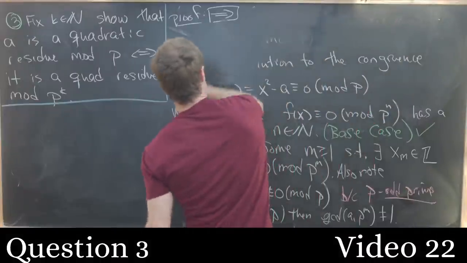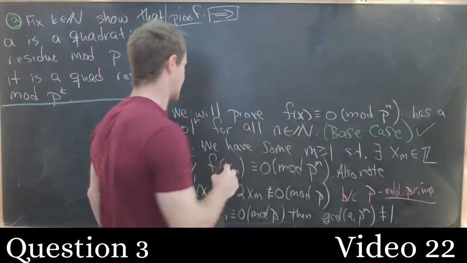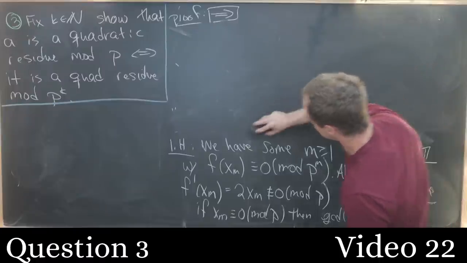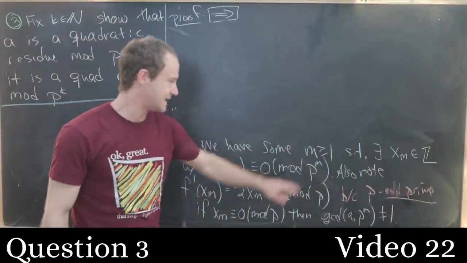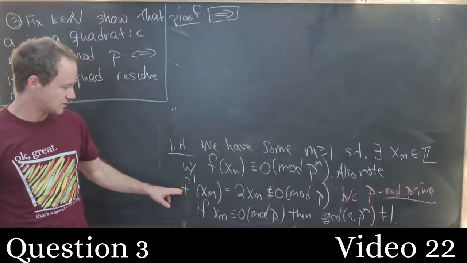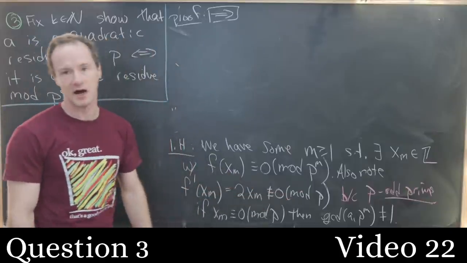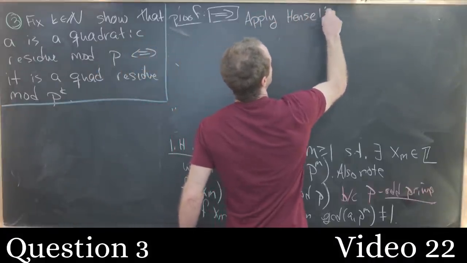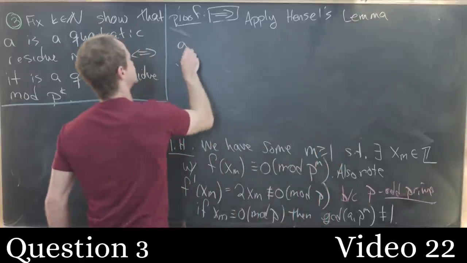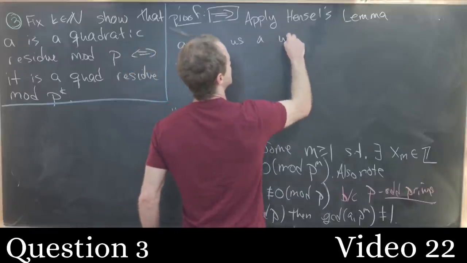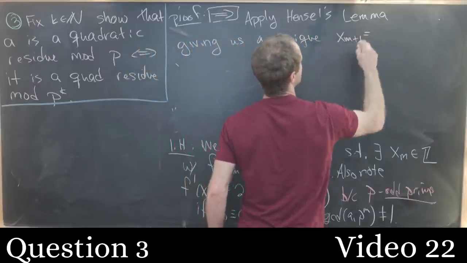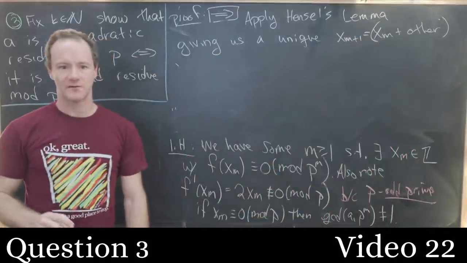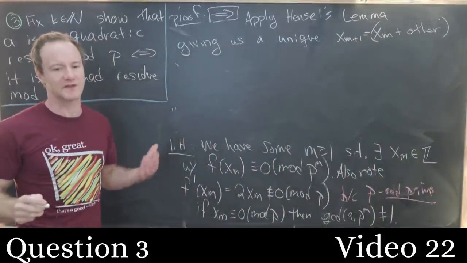Now let's see what the next step will be. Well, let's look at what we've got carefully. So let's maybe erase this. Okay, so we've got some polynomial that has a solution mod p to the m, and if we plug that solution into the derivative of that polynomial, you do not get 0 mod p, but that is set up for an application of Hensel's lemma. So we'll apply Hensel's lemma, giving us a unique xm plus 1, which actually has the form xm plus some other stuff. That other stuff doesn't really matter for this proof because all we're looking for is a solution in the first place. We don't care what that solution looks like.